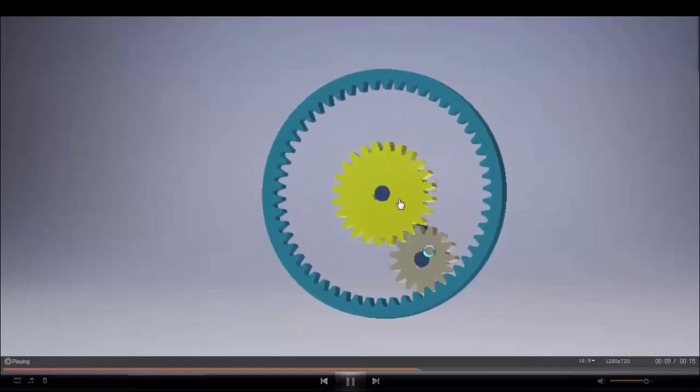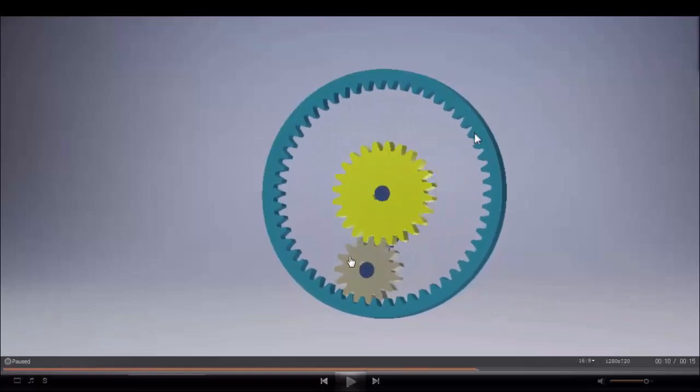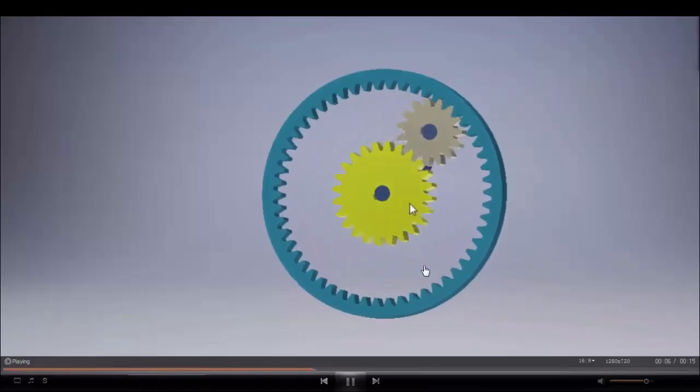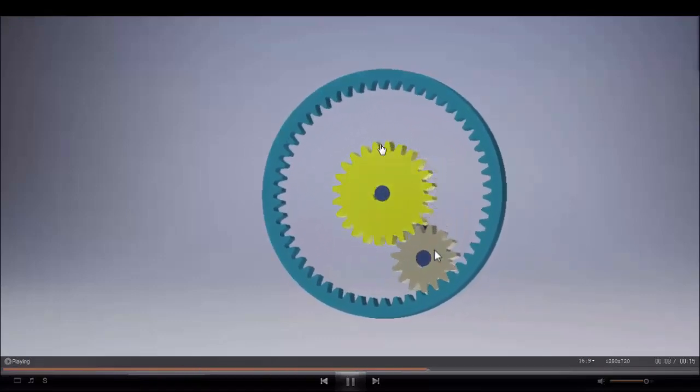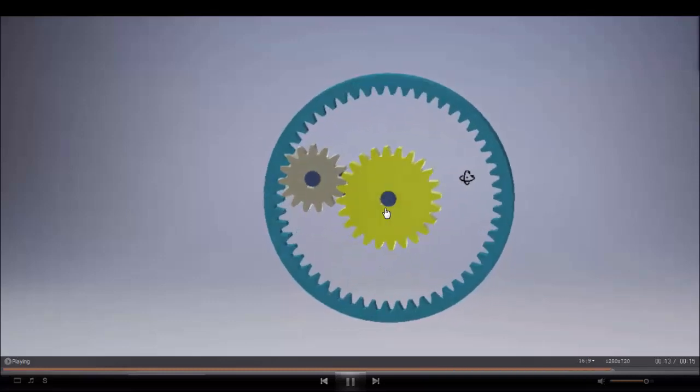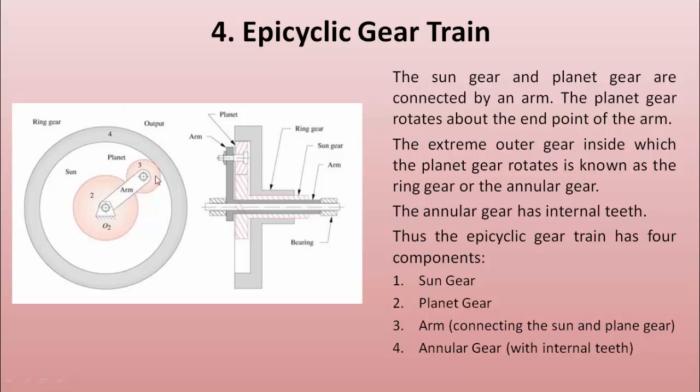So this is your sun gear, yellow color. This is your planet gear. The planet gear is rotating about itself and also revolving around the sun. And the external one is your annular gear. The blue color one is your annular gear. So this is your epicyclic gear train. And the sun gear and planet gear are connected by an arm.